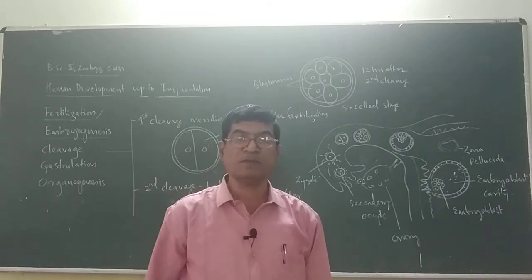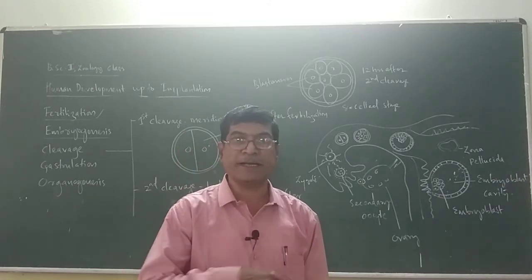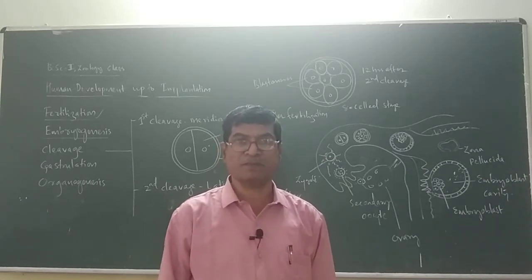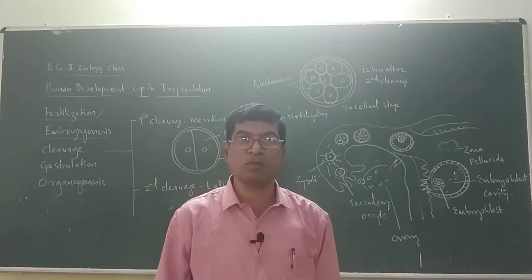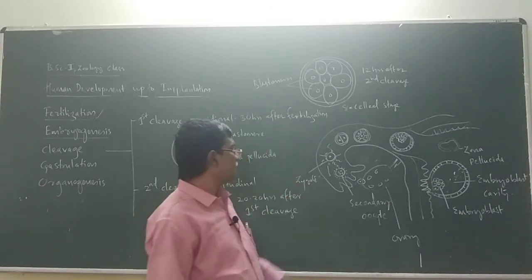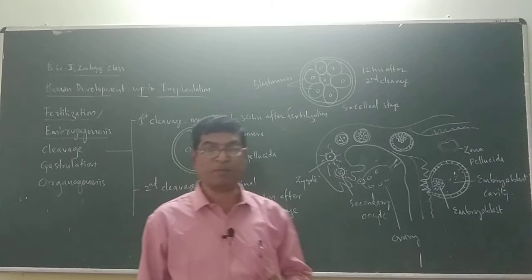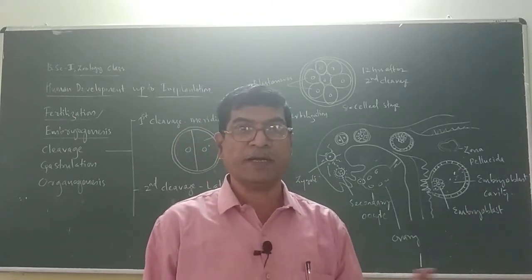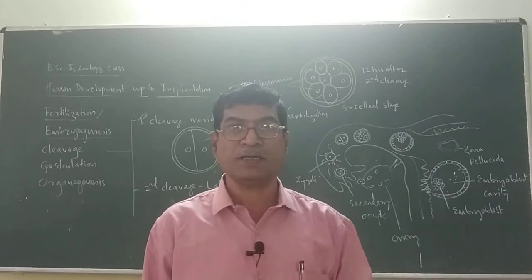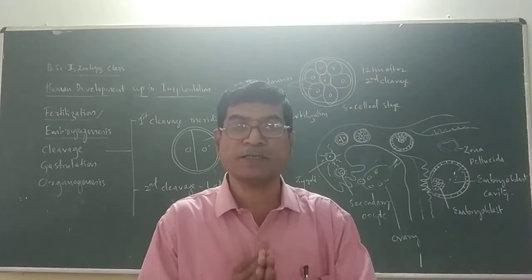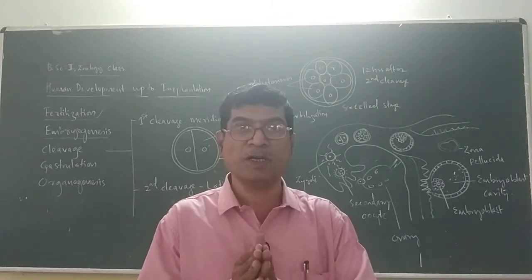Soon after fertilization, the secondary oocyte completes its second meiotic cell division. As a result, the second polar body is released. And now this cell has the haploid number of chromosomes. The egg has a haploid number of chromosomes, and the sperm gives another set of chromosomes. These two sets of chromosomes are mixed, and this is called amphimixis or karyogamy.